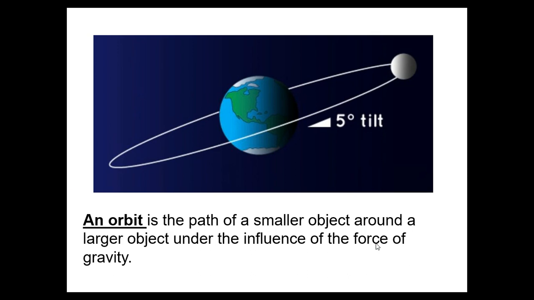Let's define the keyword orbit. So an orbit is a path of a smaller object. It's not always smaller, bigger, but we're going to just talk about those examples for this lesson. So it's a path of a smaller object around a larger object. And the reason why it's going around that larger object is because it's influenced by the force of gravity, which is pulling it towards it. Okay, so that's our definition of orbit.